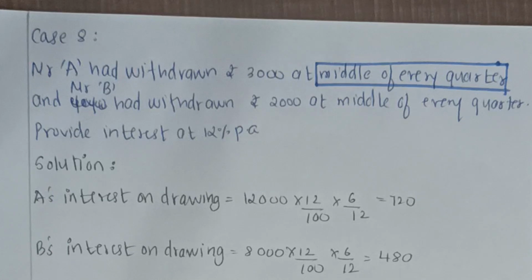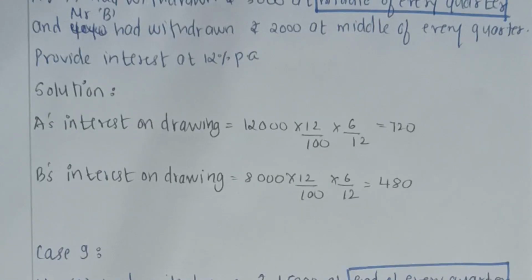So Mr. A had withdrawn rupees 3,000 at the middle of every quarter, and Mr. B had withdrawn rupees 2,000 at the middle of every quarter. Provide interest at 12% per annum. So students, we have to remember that whenever it's mentioned middle of every quarter, then we will take it as 6 by 12. Okay. So the same thing as we did in case number 7. Mr. A had withdrawn rupees 3,000. This is for 1 month. So we have to multiply it by 4. So 3,000 into 4 will give us 12,000 into 12% into 6 by 12. So interest on drawing for Mr. A is 720. Similarly for B, it will be 8,000 because 2,000 into 4, so into 12% into 6 by 12 will give us 480.